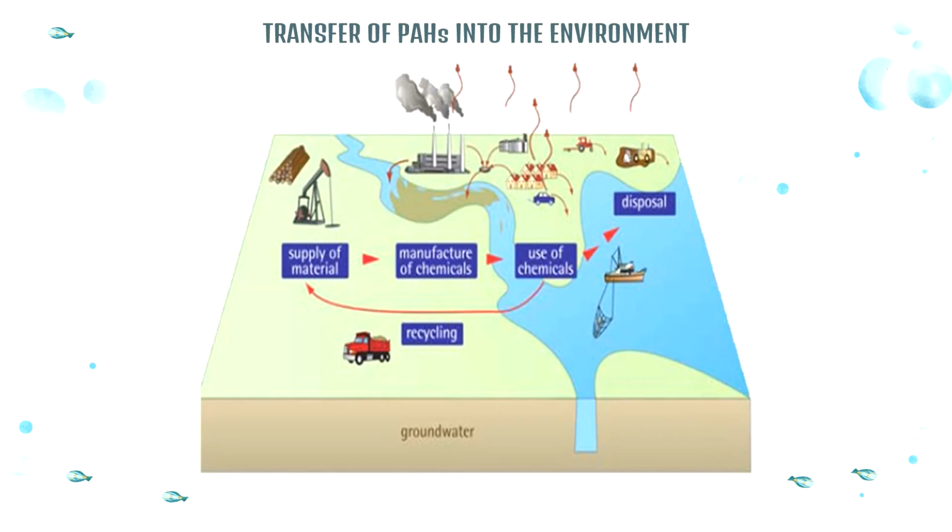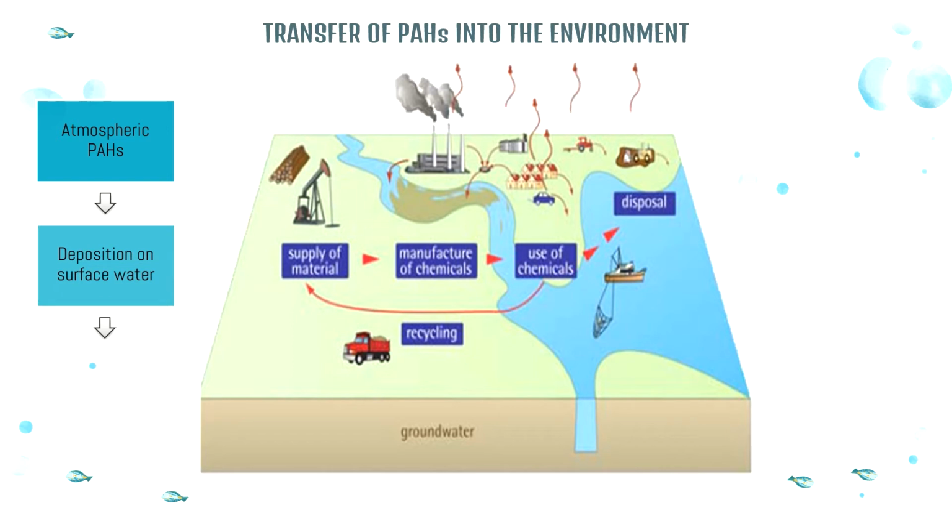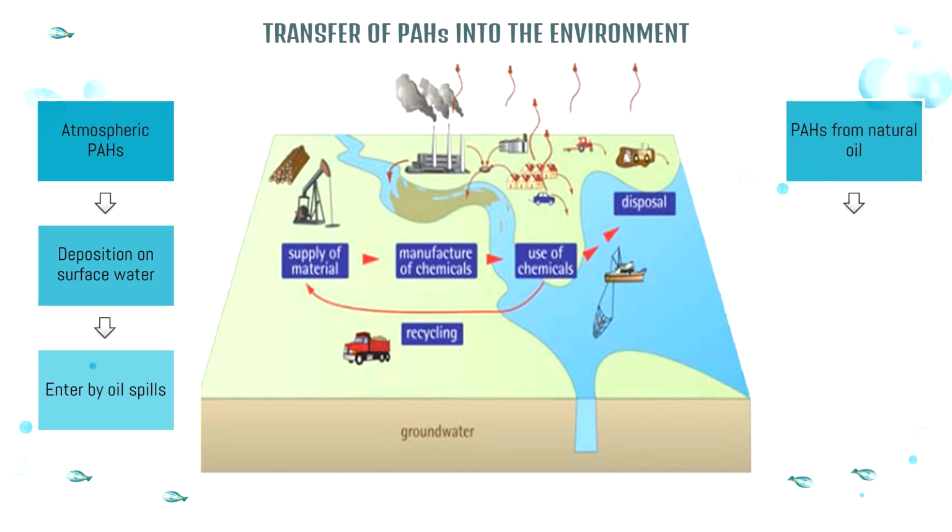Main processes determining the fate of oil and PAH in the marine environment. Atmospheric PAH deposition on surface waters, corresponding to most cases of chronic pollution, and pyrogenic PAH entering by oil spills, corresponding to acute pollution, undergo similar global abiotic and biotic processes. PAH from natural oils travel through the water column to the surface and finally follow the same processes as the previously described PAH.